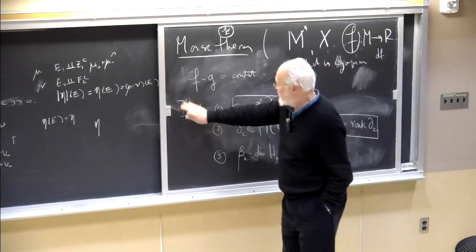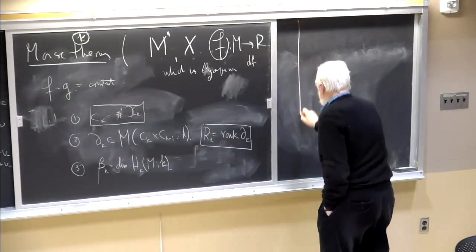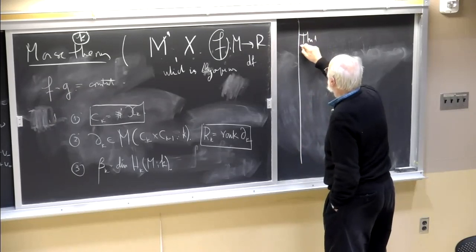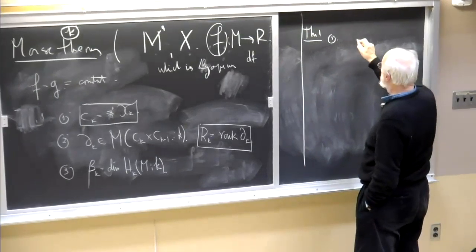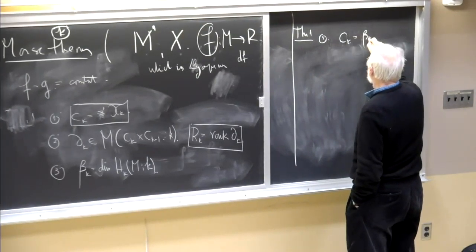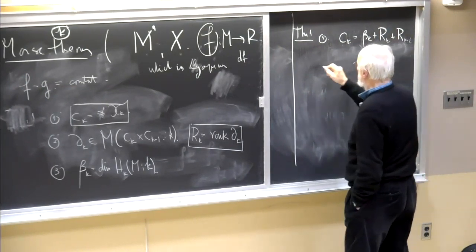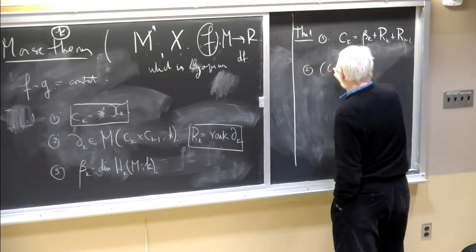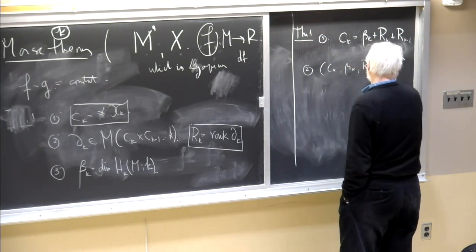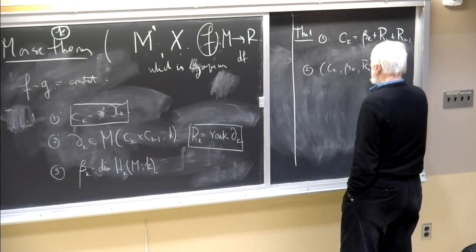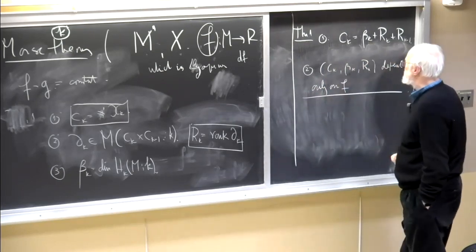But of course, I should not put here Theorem 1. Immediately, here it is. Theorem 1. First, c_k equals beta_k plus r_k plus r_{k-1}. And second, the collection of numbers c_k, beta_k, r_k, for any k, depend only on f. Well, a few comments.